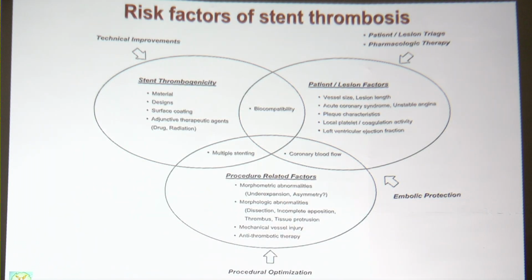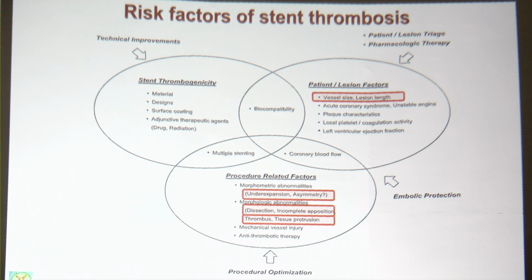There are already reports about the risk of stent thrombosis. We cannot control the patient condition and also the stent thrombogenicity. Companies try to change this, but it is important that we check our procedure-related factors by imaging, and try to avoid under-expansion, dissection, and tissue protrusion, though protrusion might be very difficult. And we also check the antithrombotic therapy, even if you did a very wonderful procedure.